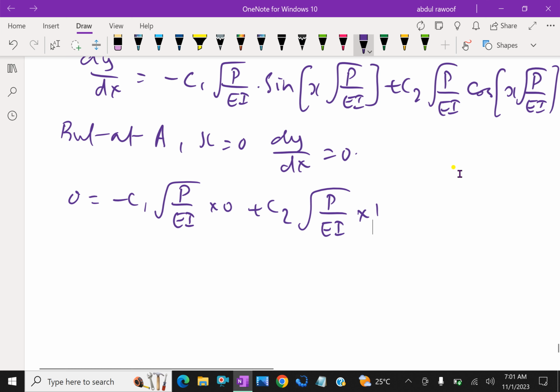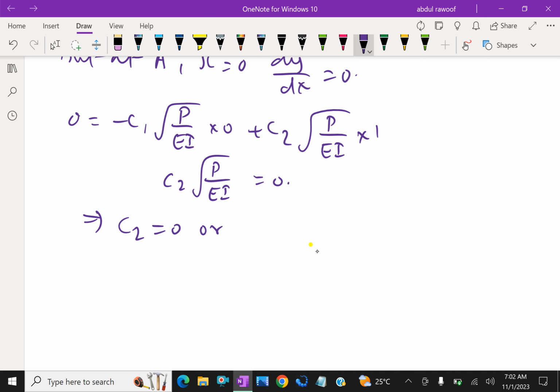Therefore, we have c2 square root of p over EI equals 0, because this complete term is 0. This is the first condition. Now, from the above equation, it is clear that either c2 equals 0, or square root of p over EI equals 0. But for the crippling load P, the value of square root of p over EI cannot be 0. This cannot be 0.